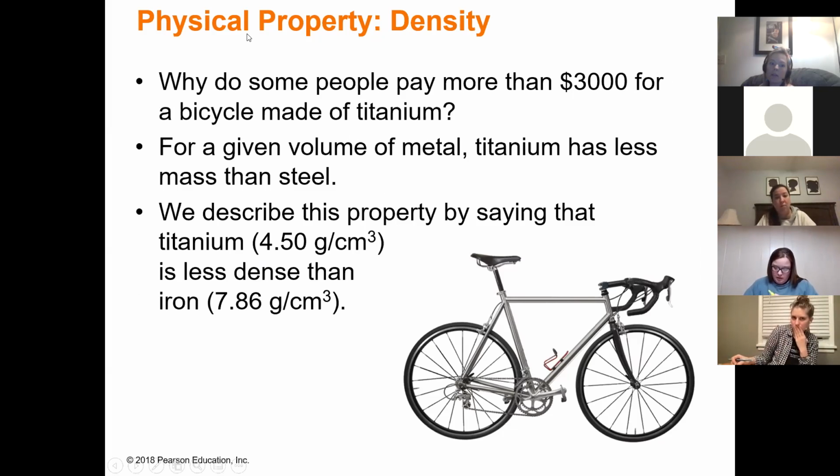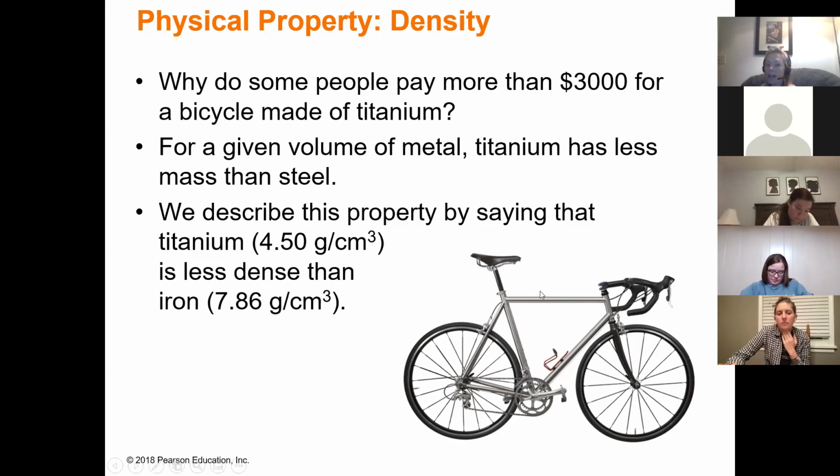So let's say, why do some people spend more than $3,000 for a bicycle made out of titanium? A lot of times students will say, because it's lighter. Okay, well, it is lighter, but I could give you a lighter bicycle that's as big as my hand, right? And that's not going to be a very useful bicycle for you. So we want to keep the same volume so that it fits your body, and we want it to have a lower mass, which means we want it to be less dense. All right, so when we talk about these more expensive bikes, we're not talking about the bike being lighter, but we're actually talking about it having a lower density.